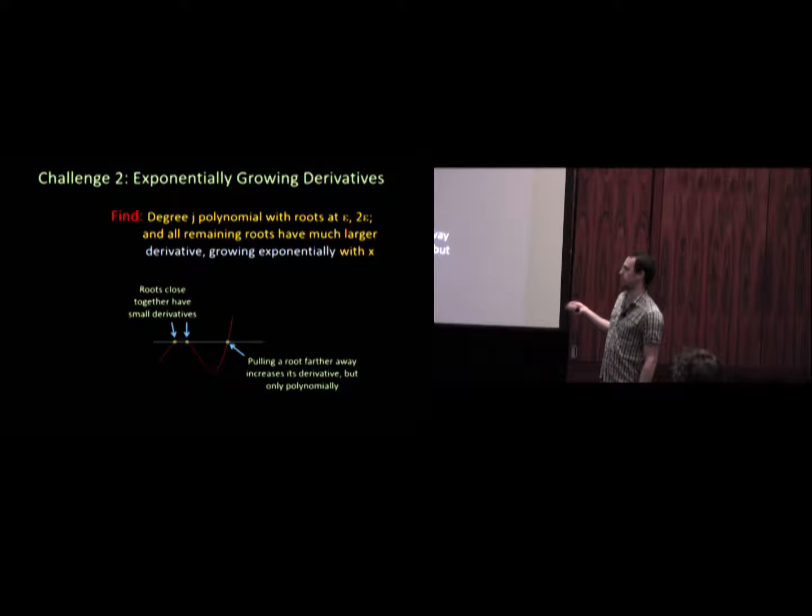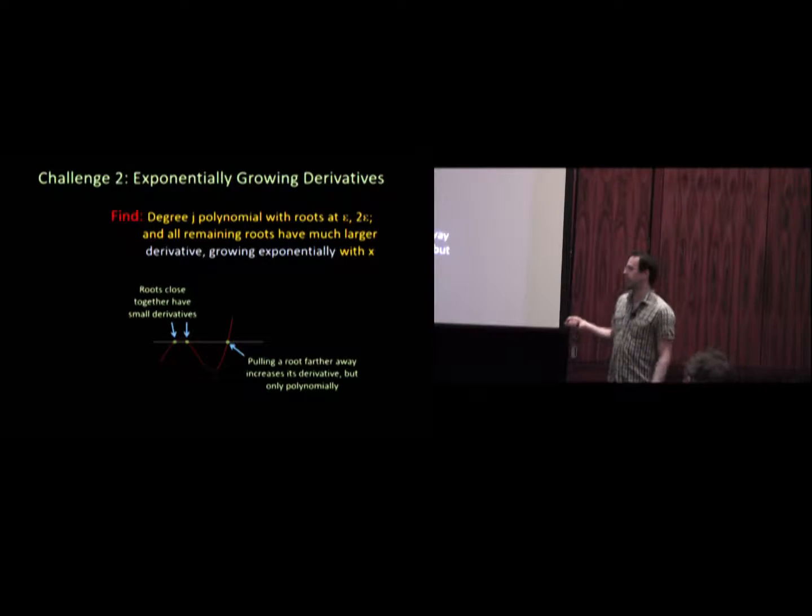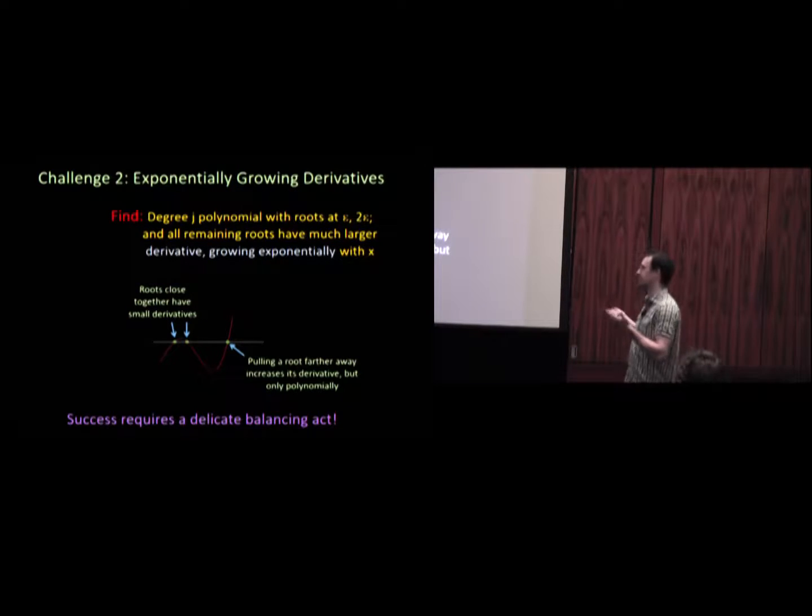So the further you move this root away, the derivative is going to go quadratically with the spacing. So you can't have the spacing be too big because the derivative will only grow polynomially, not exponentially. And you can't have any of the roots too close together because then the derivative must be tiny. So winning this game requires some delicate balancing act.